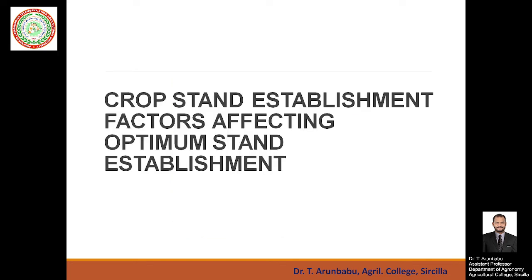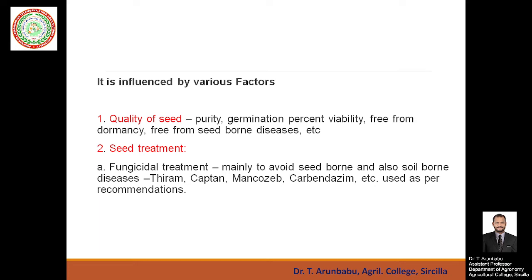And coming to the next important topic, that is crop stand establishment, and what are the factors that influence or affect the optimum crop stand establishment. So the first one is the quality of seed. Generally purity, germination percentage, viability, freedom from dormancy, and freedom from seed-borne diseases all influence the quality of the seed. So when the seeds are affected by any seed-borne diseases or any other pests, the crop stand establishment will generally get affected.